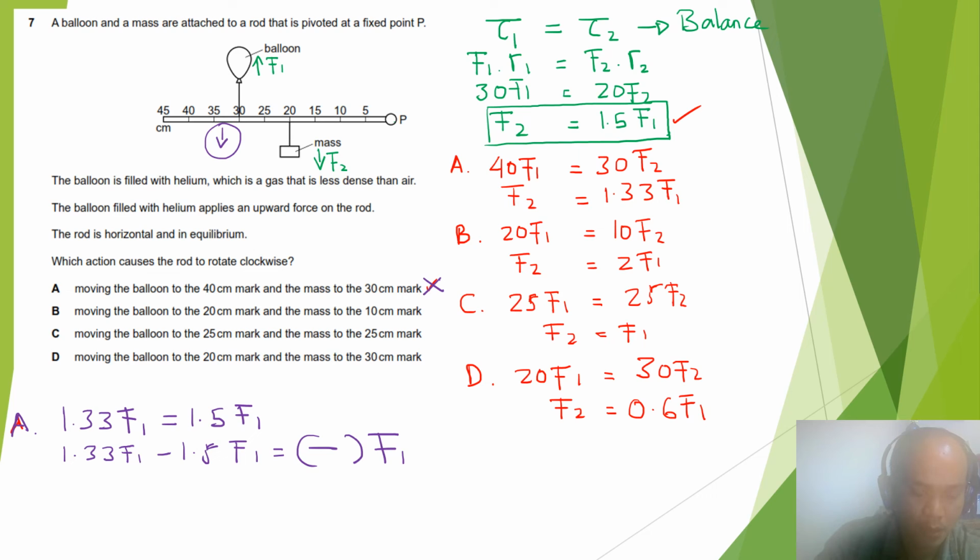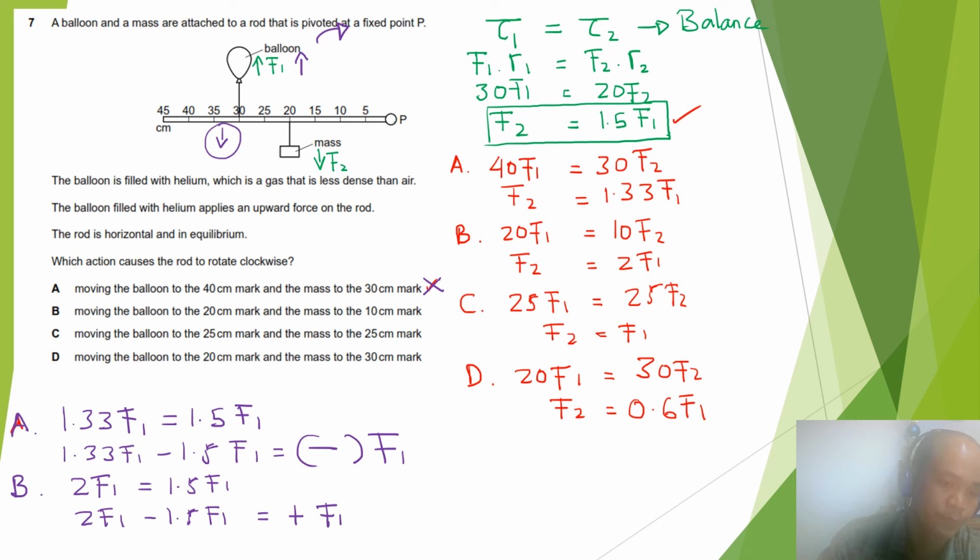You have to get a positive result to make it go up, and then it will be clockwise. So for option B, we can see here that F2 is 2 F1. So 2 F1 minus 1.5 F1 is positive, which means that it will go up. So there is a big possibility that the answer is B.